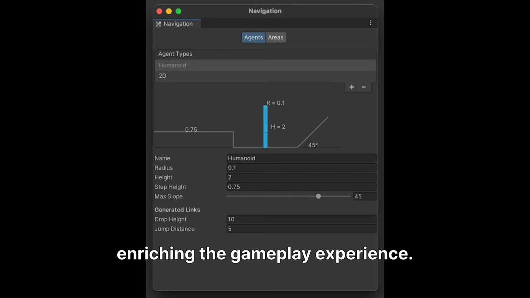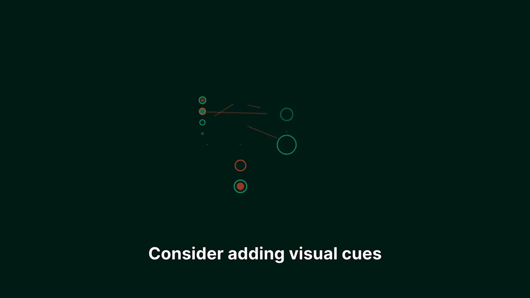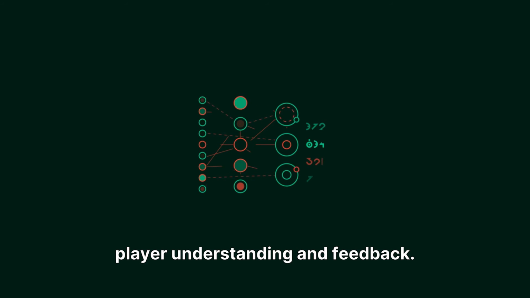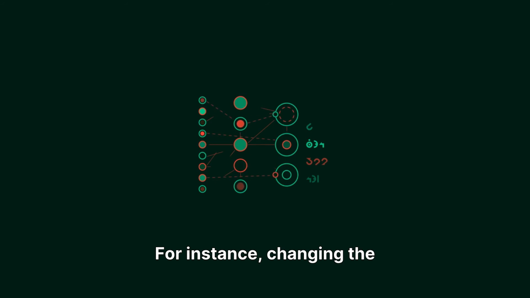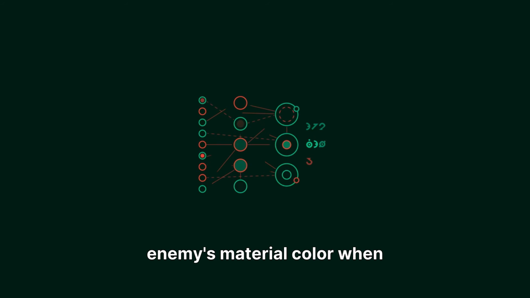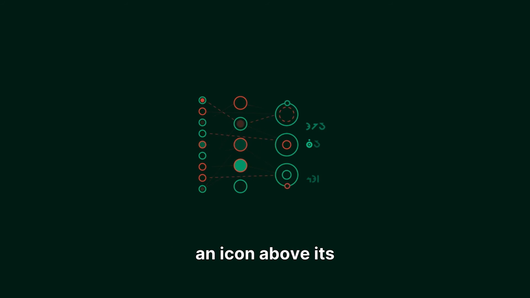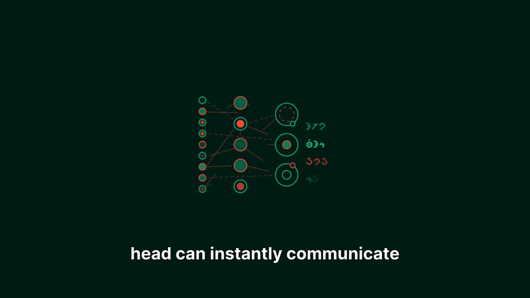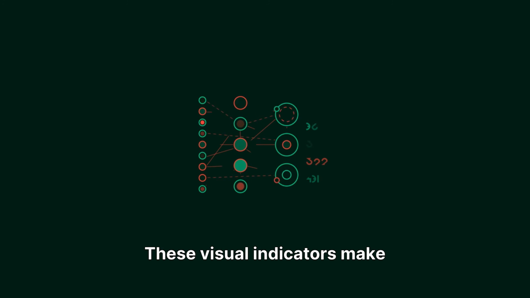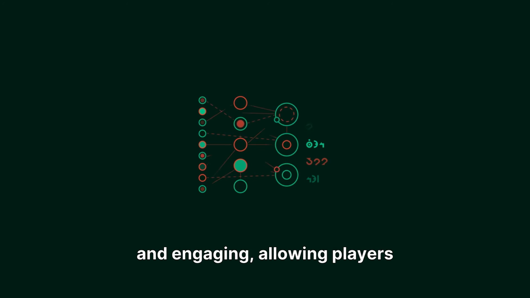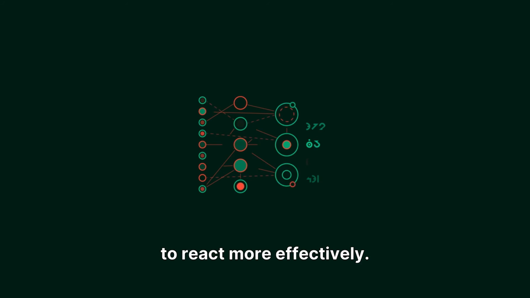enriching the gameplay experience. Consider adding visual cues for your AI states, as this greatly enhances player understanding and feedback. For instance, changing the enemy's material color when it transitions from patrol to chase, or displaying an icon above its head can instantly communicate its current intent. These visual indicators make the AI's behavior transparent and engaging, allowing players to react more effectively.